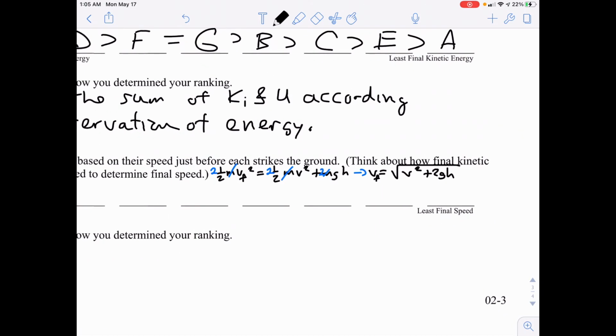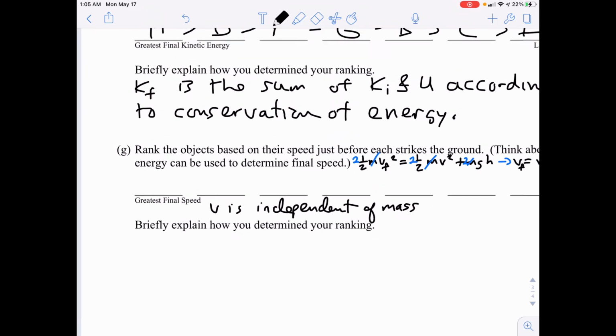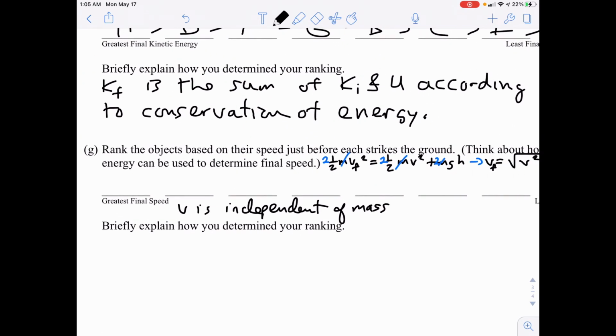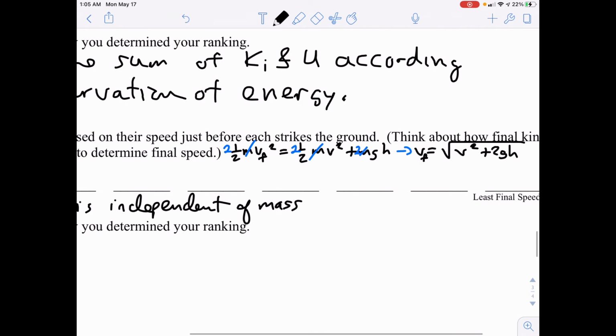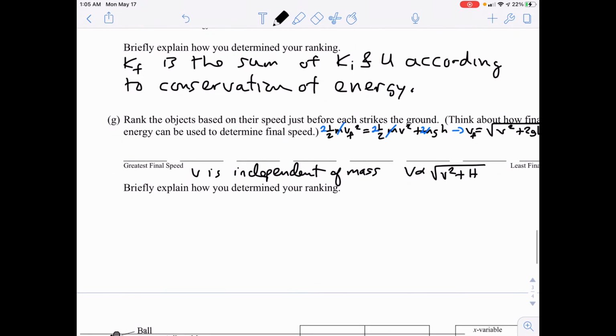And again, you can see v is independent of mass. So that doesn't seem to matter with the final speed. What we will be looking at is v final is proportional to the square root of v squared plus h. That's really all I care about. Okay, v squared plus h. That's the proportionality I'm going to be looking at. So let's do them one at a time.